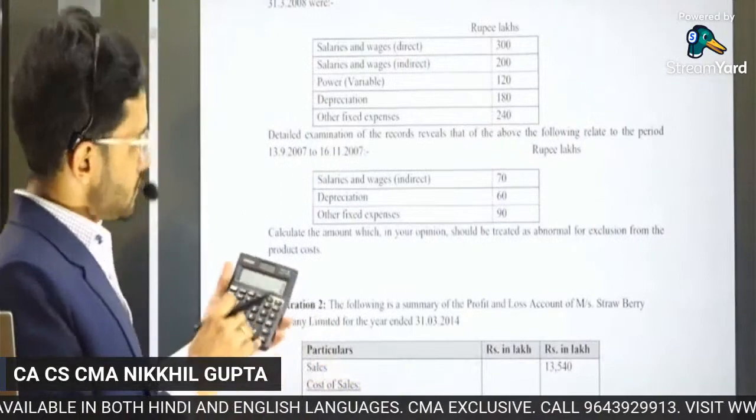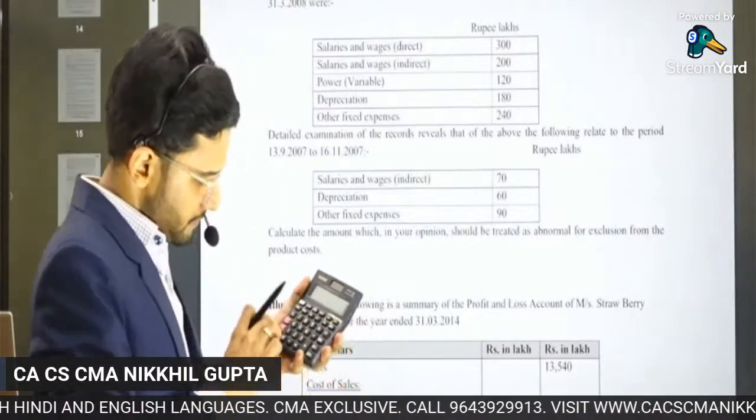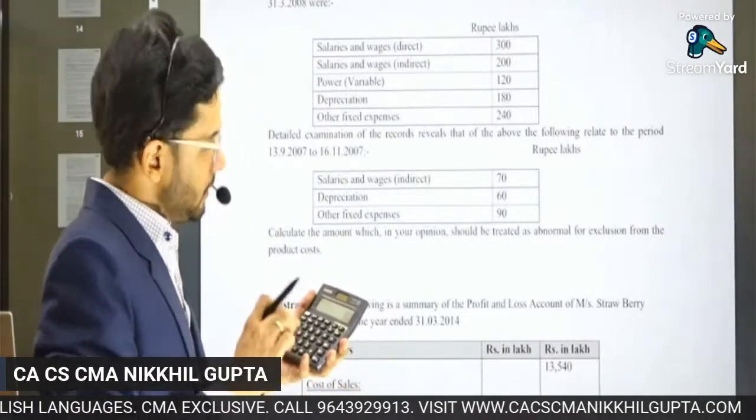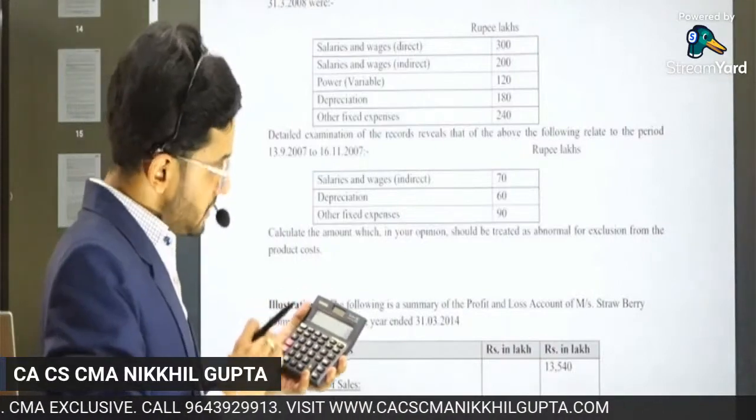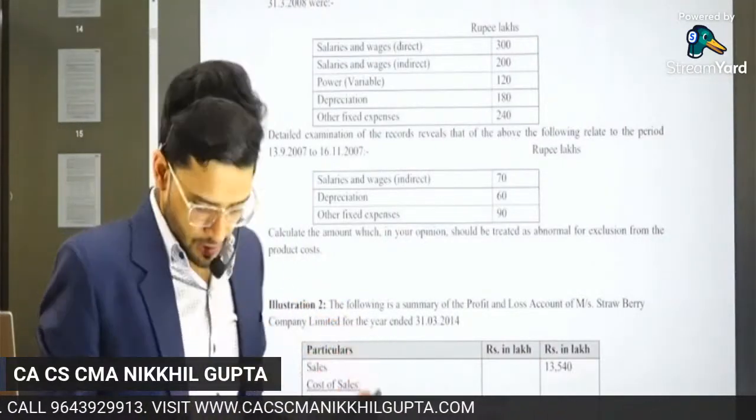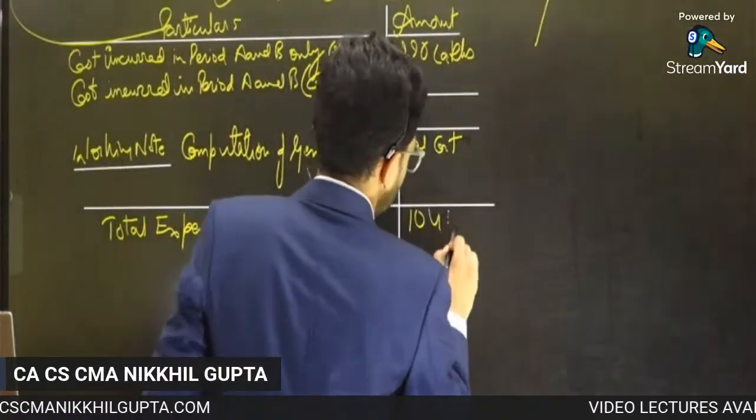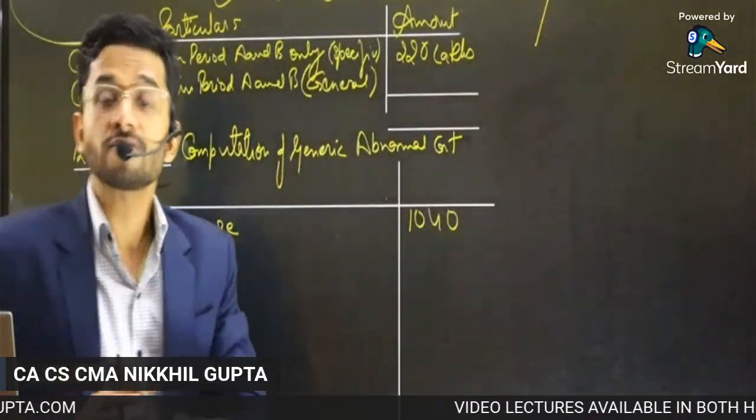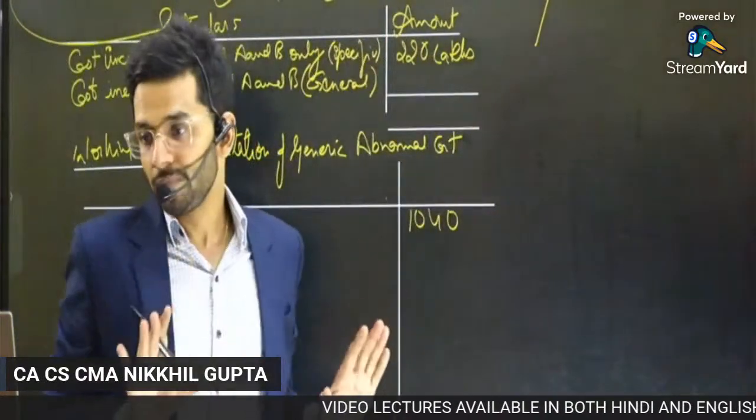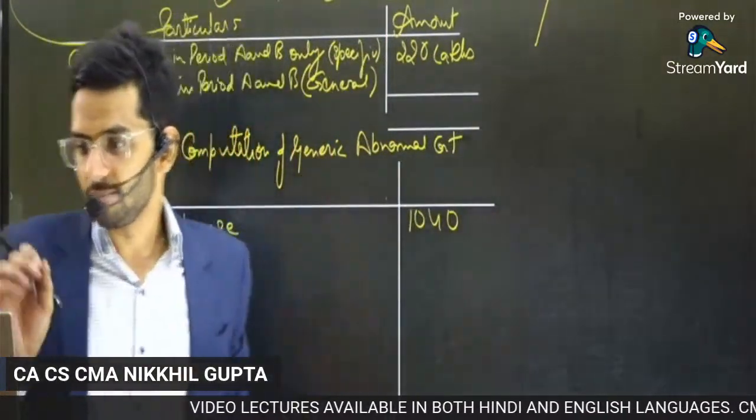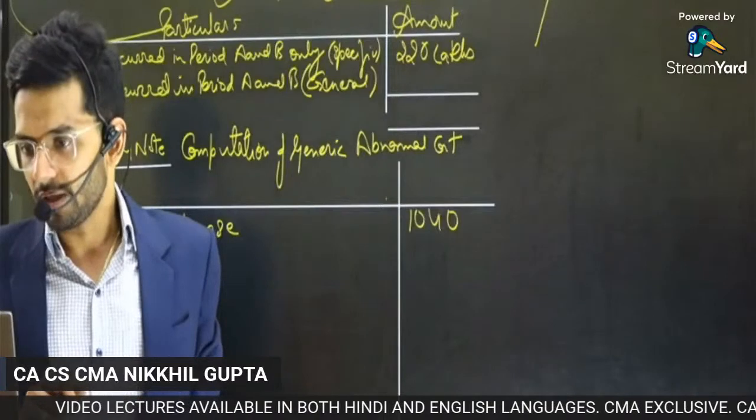The sum total of total cost is 300 plus 200 plus 120 plus 180 plus 240. The sum total of total cost is 1040. 1040 is the sum total of cost which has been incurred during the entire year. Okay.